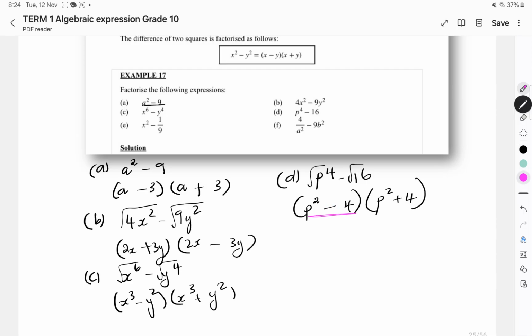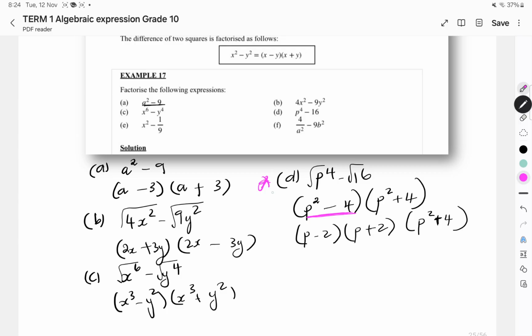When I look at this bracket, I see it's still two numbers, both are squares with the minus. So I can still factorize that bracket. The plus I can't, because the sign needs to be minus in between. So this one is minus. So this will be p minus 2, p plus 2.